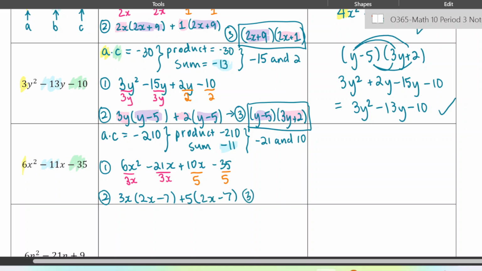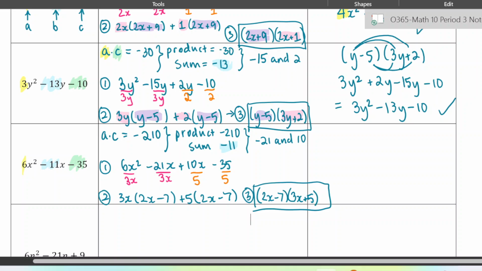So my final answer is 2x minus 7, which was the matching brackets, and then 3x plus 5, the terms on the outside of the brackets. And there's my final answer. And I'll let you expand to check there.